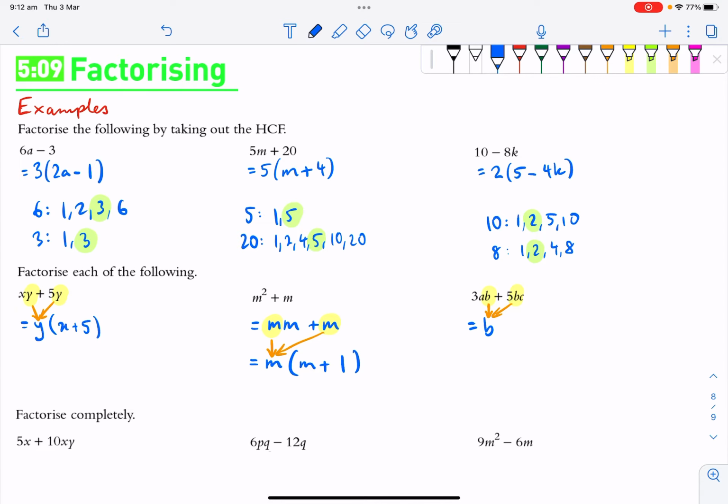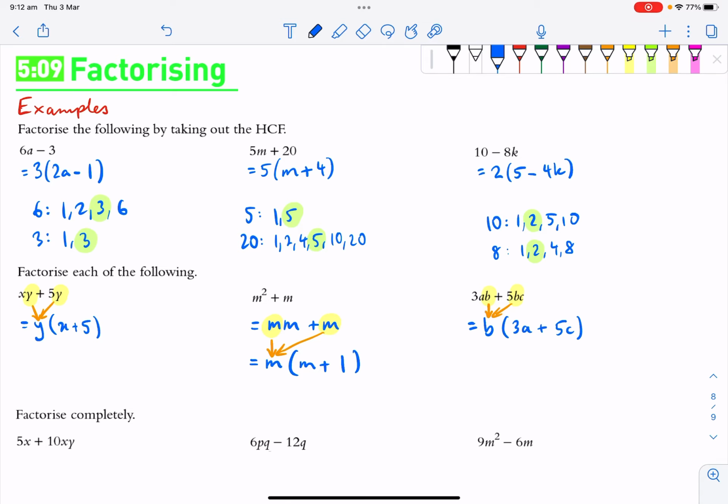Then there's nothing else to factor out. Inside the brackets, I'll write everything left behind. And you can see we left behind 3a. And here we left out 5 and c, so 5c. And that's it. So it's a pretty straightforward topic. That's all we need to do.